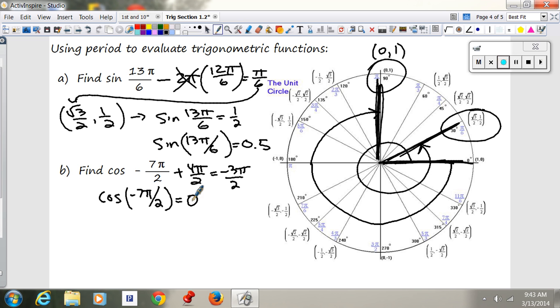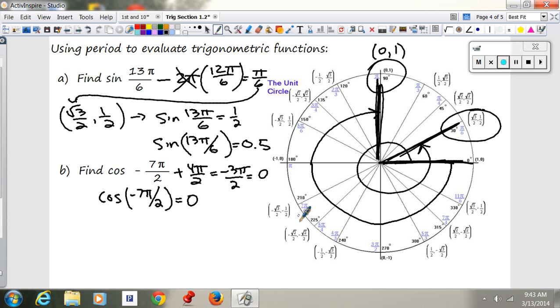What's my x value? 0. We already knew it was going to come out 0 because we put it in our calculator and 0 came out. That's why the 0 came out, because it's this coordinate and the x value is your cosine. So this came out to be a 0 right there. Cosine of negative 7 pi over 2 is the same as cosine of 90 degrees, or positive pi over 2. It's all going to be 0 there.